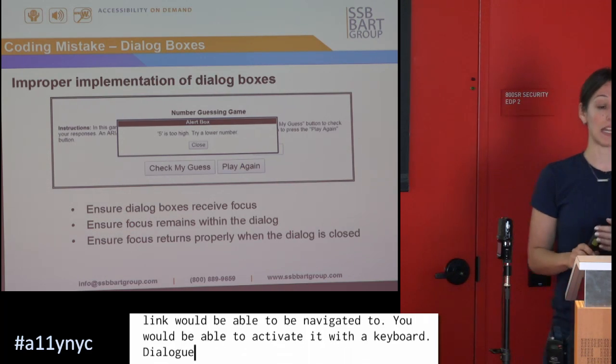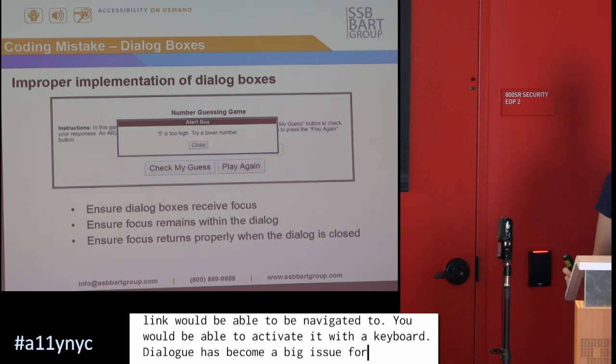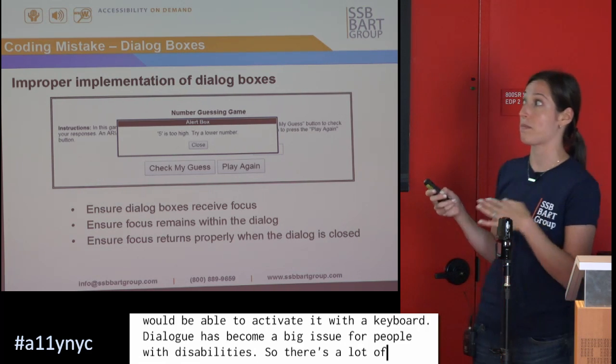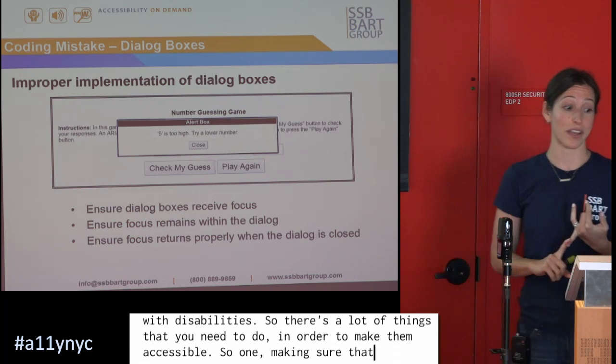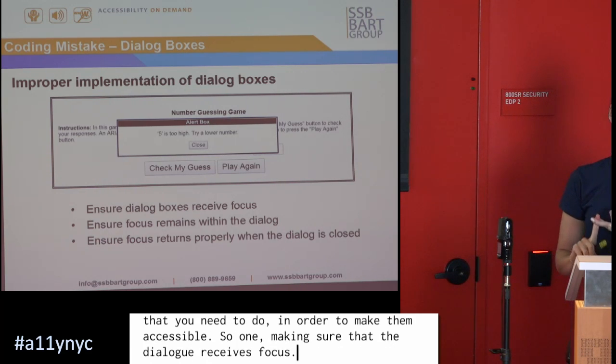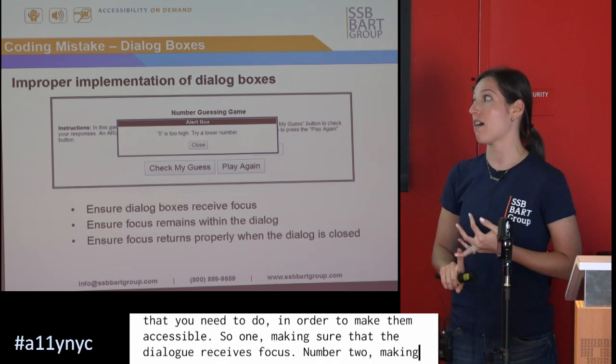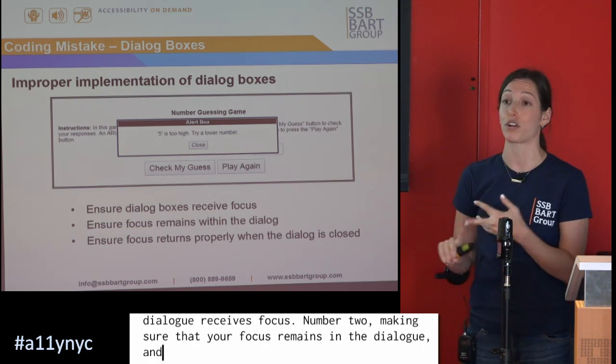Dialogues have become a big issue for people with disabilities, so there are a lot of things you need to do in order to make them accessible. One, making sure that the dialogue receives focus. Number two, making sure that your focus remains in the dialogue. And three, making sure that focus returns properly.